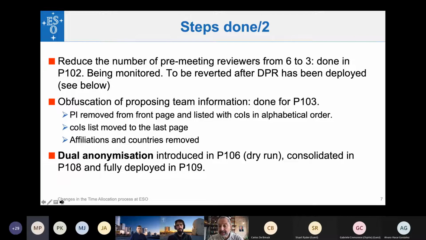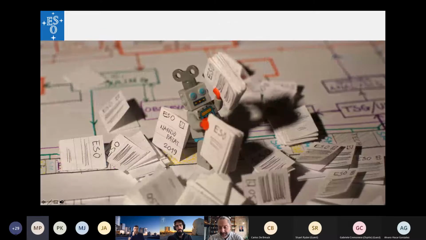There was a dry run in 106, which was only used for training the community and the panels. Then this was consolidated in 108. You may remember that 107 was skipped because of the pandemic. And then fully deployed in period 109. By fully deployed, I mean that proposals that violated the dual anonymization guidelines were flagged by the panels, considered by the Observing Programs Office, and the recommendation was made to the Director General for disqualification. I am happy to say that that was at the level of 1%, and in many cases it was clear that there were oversights and leftovers from previous submissions.